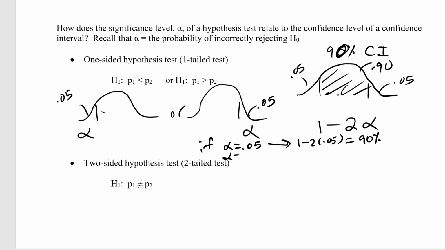If alpha was 1%, 1 minus 2, that would relate to a 98% confidence interval. I've talked a little bit about relating these two, but this is going to be a little more exact, and it'll be in the homework.